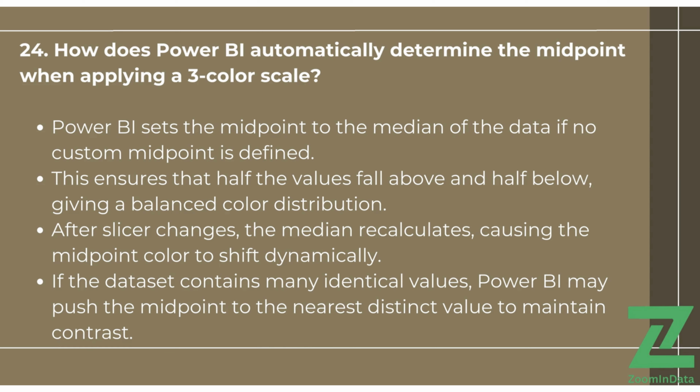24th question. How does Power BI automatically determine the midpoint when applying a three-color scale? Power BI sets the midpoint to the median of the data if no custom midpoint is defined. This ensures that half the values fall above and half below, giving a balanced color distribution. After slicer changes, the median recalculates, causing the midpoint color to shift dynamically.